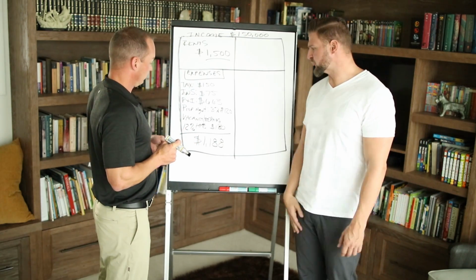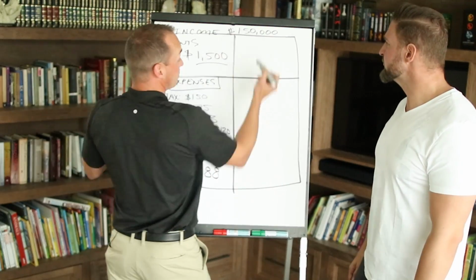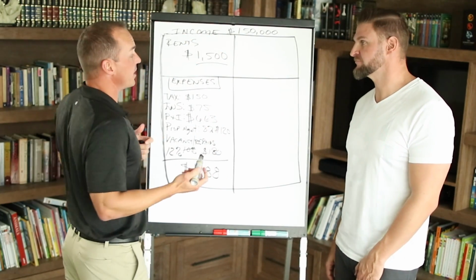Which means that if you're bringing in $1,500 a month, you have $1,188 going out. Basically, is that $312? Yeah, good math. So let's put that in this quadrant number 3 right here.